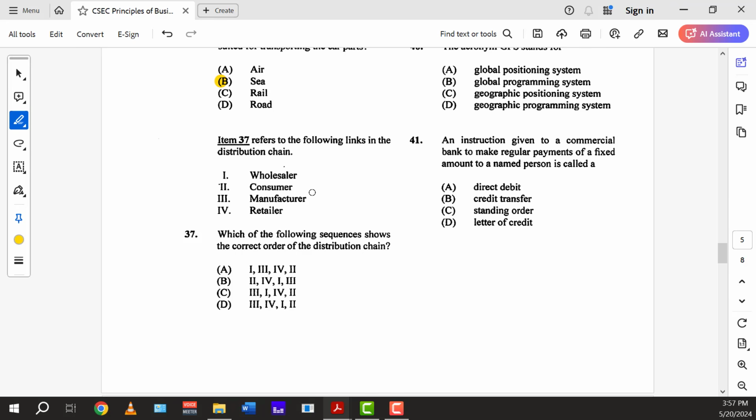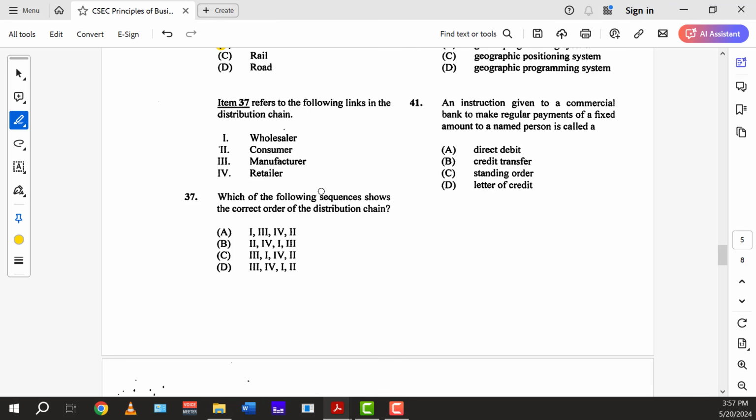37 refers to the following links in the distribution chain. You have the wholesaler, the consumer, the manufacturer, the retailer. Which of the following sequences shows the correct order of the distribution chain?